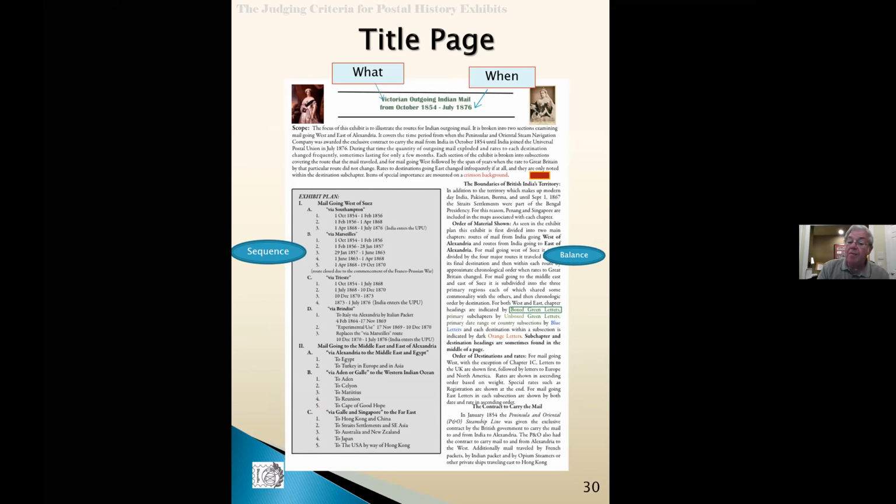Another aspect of this title page, in the write-up on the right here, is that up until 1st of September 1867, Singapore and Penang were part of the Bengal presidency, part of the postal system from Bengal, which is the area where Calcutta is. And that is included in the exhibit because it was part of the India postal system. After September 1st, 1867, it is mail going east.